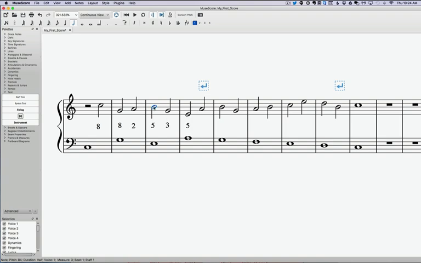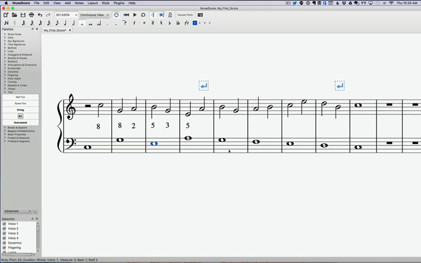So two downbeats of a perfect fifth in a row are considered parallels. So this would be considered a parallel fifth here. No good.